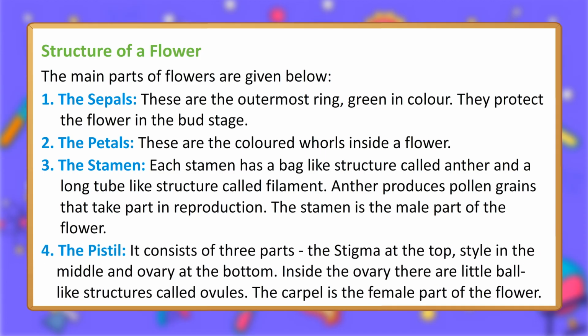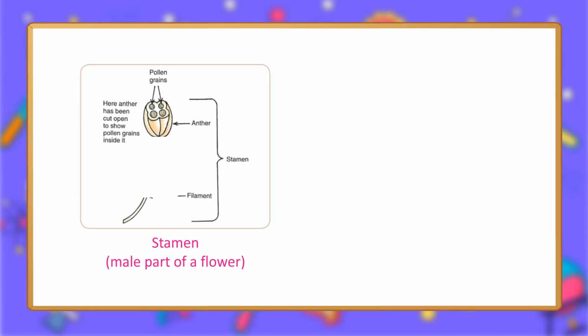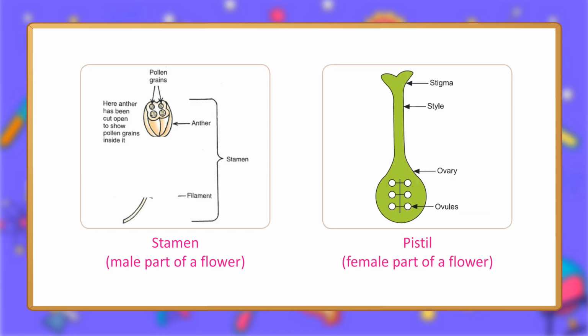4. The pistil. It consists of 3 parts: the stigma at the top, style in the middle and ovary at the bottom. Inside the ovary there are little ball-like structures called ovules. The carpel is the female part of the flower. Stamen, male part of a flower. Pistil, female part of a flower.